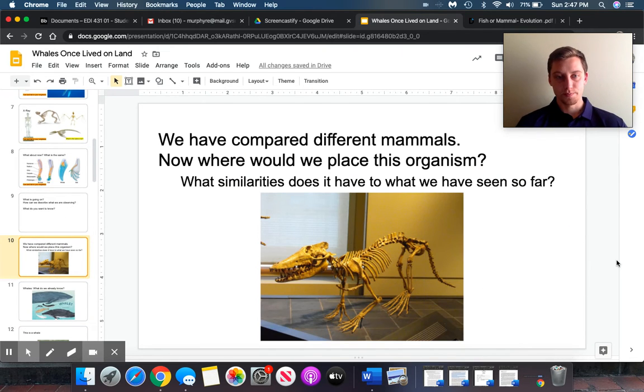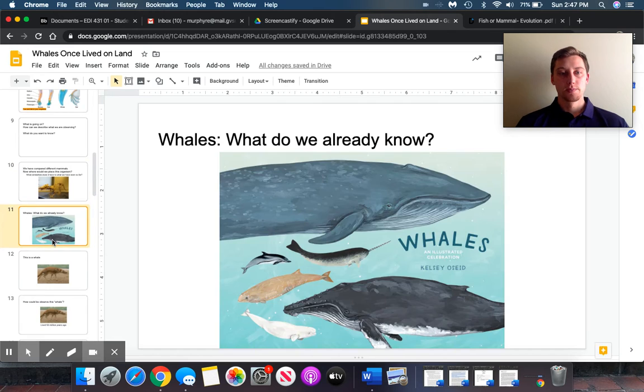Students will again talk to each other at their tables. What does this organism look like? What do they think it is? What's similar to the mammals that we looked at above? Then once students brainstorm some ideas, we move into what we know about whales. Students have the opportunity to throw out any background knowledge that they have about whales.